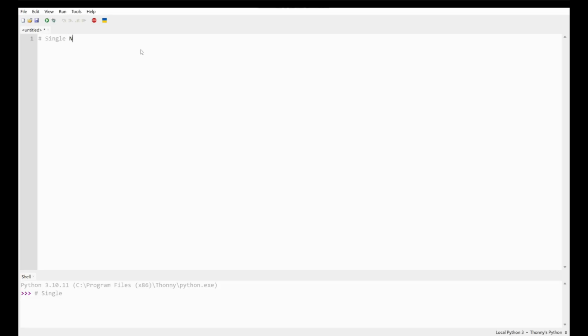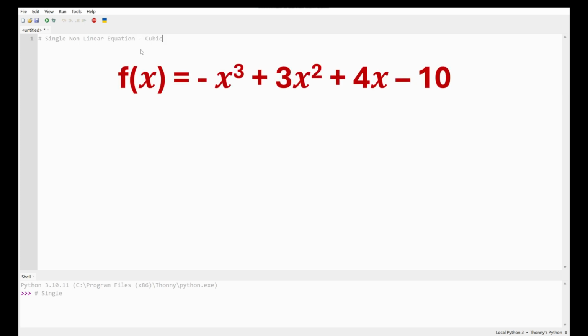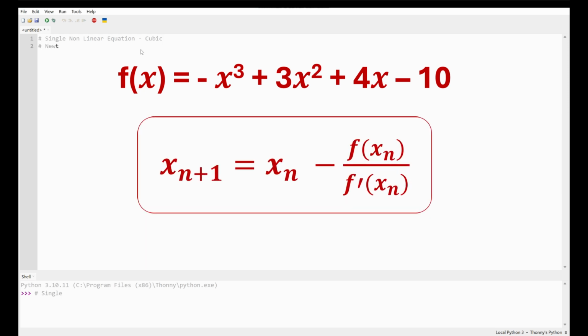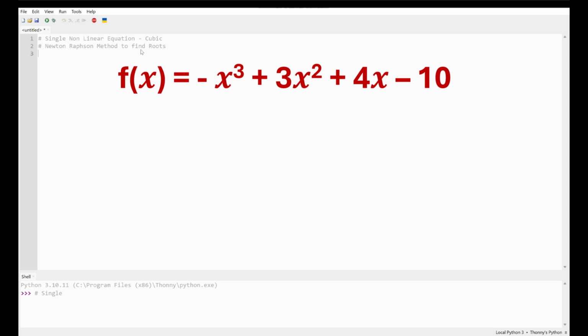Let's say we want to solve a single non-linear equation. Let's say it's a cubic equation, this one. And we will be using Newton Raphson method, so we write all that down as comments here. I'll write the equation also. f(x) is equal to minus x cubed plus 3x squared plus 4x minus 10.